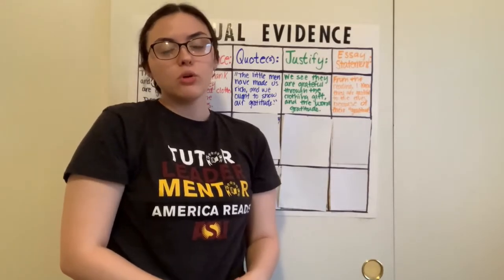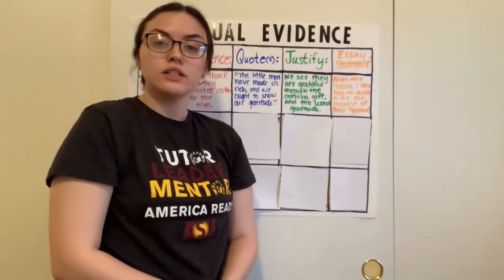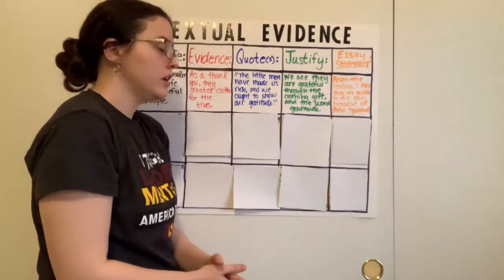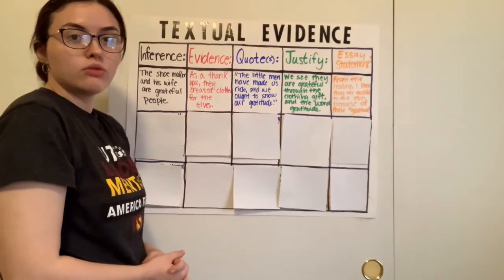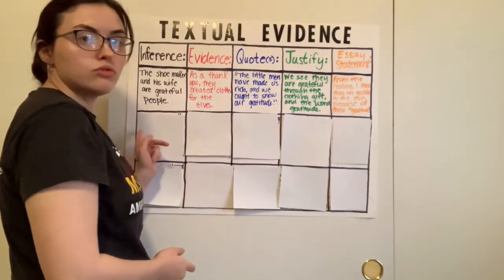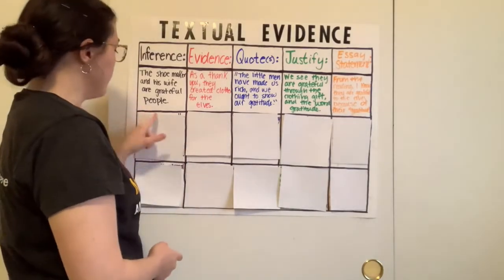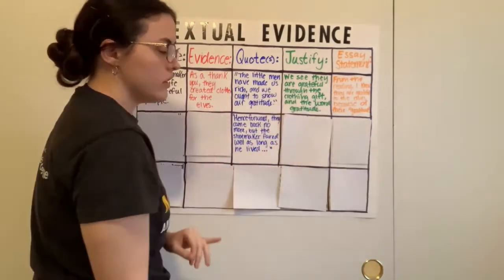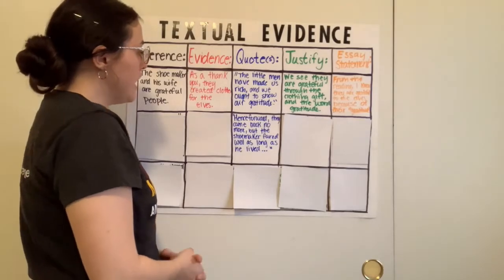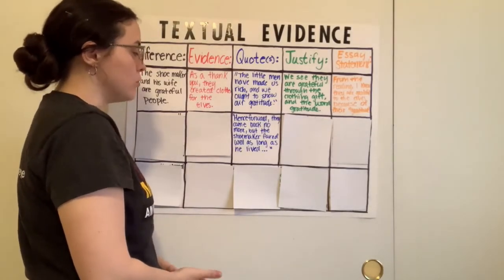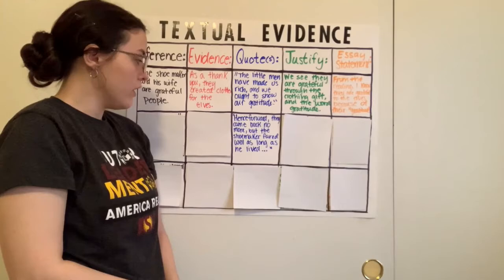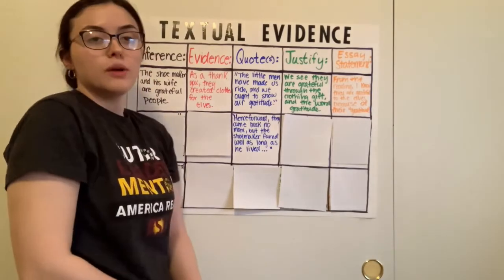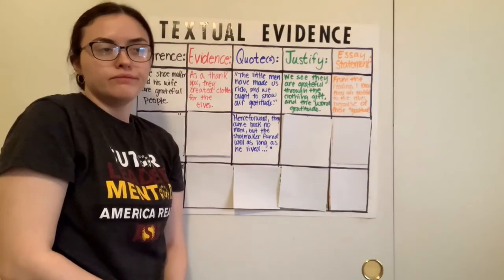I'm going to reveal a quote, and I want you guys to take an inference from the quote. Once I show you the quote, go ahead and write your inference, what you conclude from the quote, in the inference box. The quote I have for you is, "Henceforward they came back no more, but the shoemaker fared well as long as he lived." From this quote, what do you guys gather?